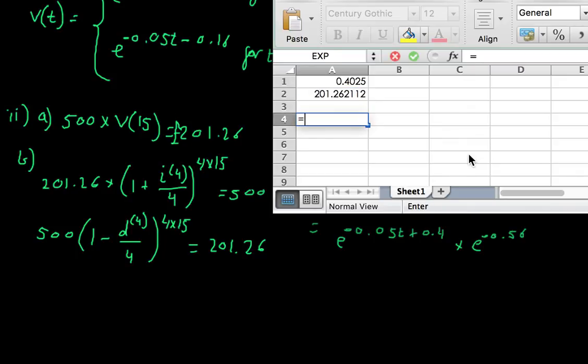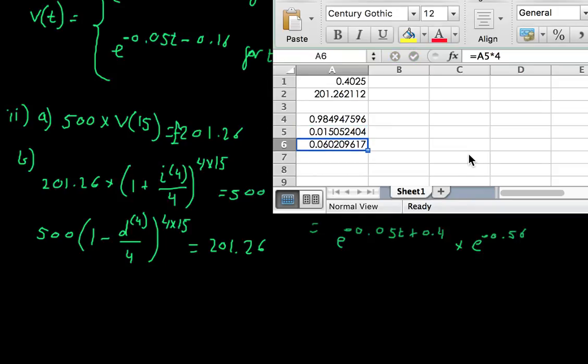So now if we go back to Excel and solve for d to the 4, all we're going to do is say we have 201.26 divided by 500, and then put that to the power of 1 over 60 to get rid of the power of 60. Then equals 1 minus this answer, to get rid of the 1 minus on the other side, and then we multiply it by 4 because we were dividing by 4.